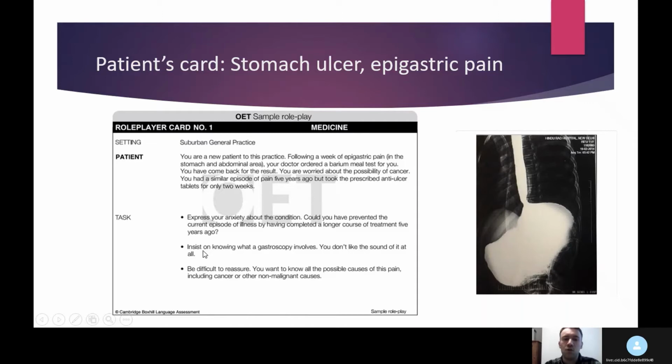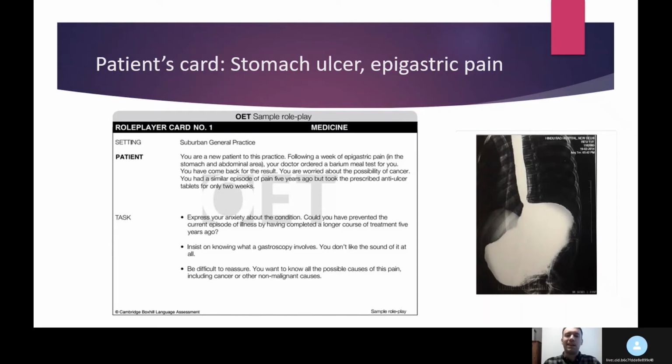In phase 2, the physician is likely to say that the patient needs a gastroscopy in order to further examine their case after the results from the barium meal test. The patient, however, has been told to say that they do not like the sound of it at all. They think this sounds horrible. And also you can see how difficult the OET makes life for students. It says here to the actor, be difficult to reassure. Okay, so the actor here is under instruction to be difficult with you.